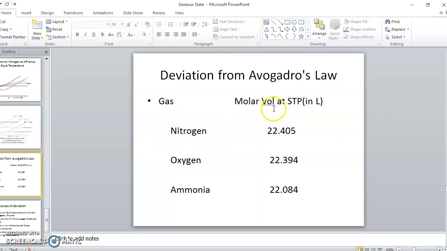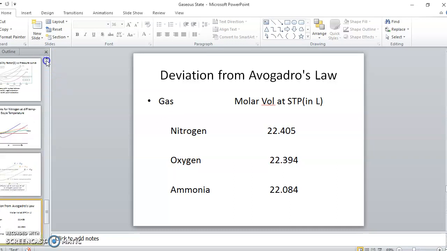Clear? But look at nitrogen, which is a real gas. What is the molar volume of nitrogen at STP? It is only 22.405, which is less than the volume of an ideal gas according to Avogadro's law, which is 22.414. And for oxygen it is 22.394. For ammonia it is 22.084. So it is clear all the gases are deviating from the so-called ideal behavior.